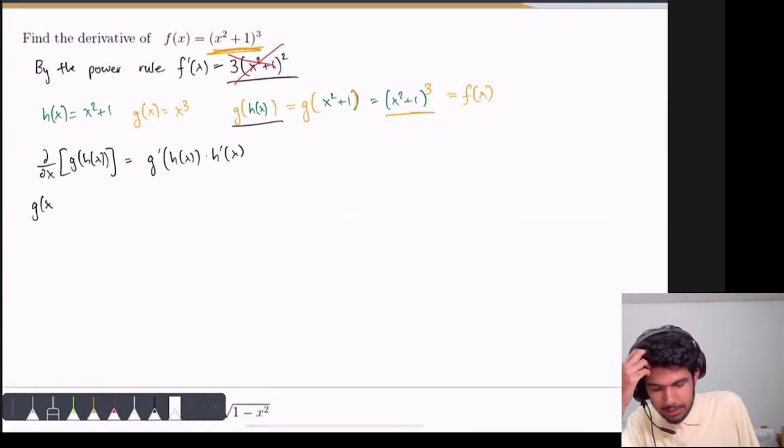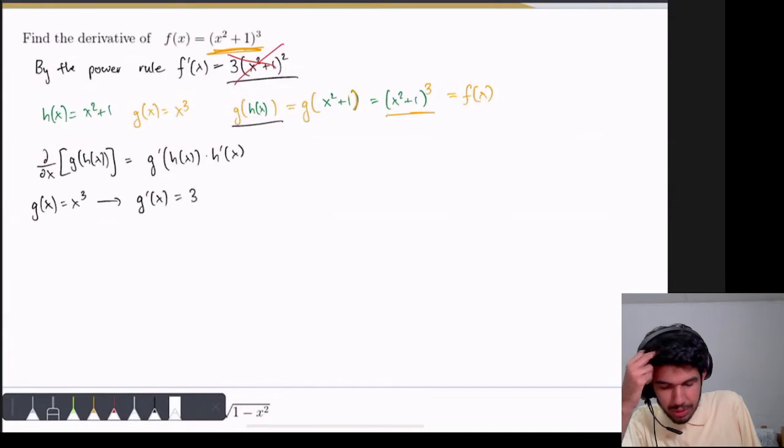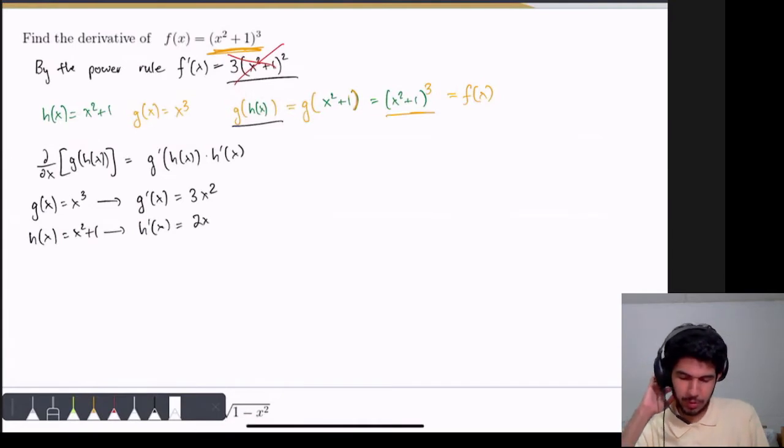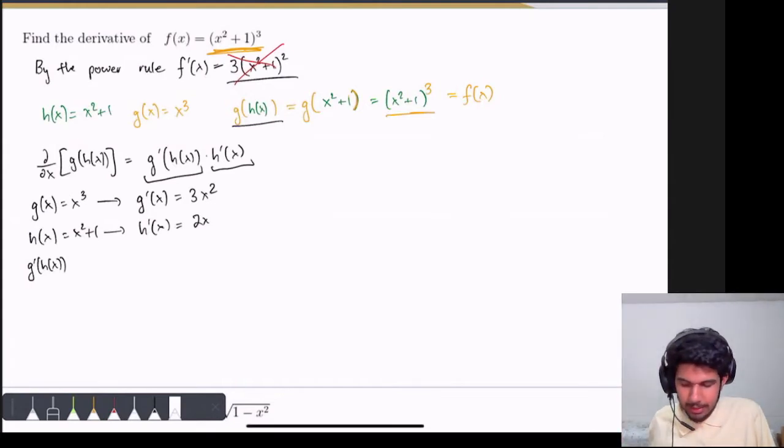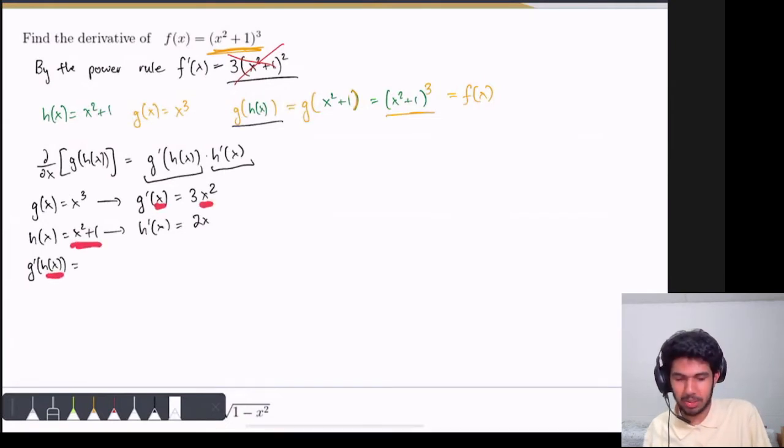So if g of x equals x cubed, then by the power rule, g prime of x equals 3x squared. Similarly, if h of x equals x squared plus 1, this tells us that h prime of x, by the power rule, is 2x. So we have this right part here, h prime of x, but we still need this g prime of h of x. So g prime of h of x, that is taking a function, in this case we're taking h of x, and we're substituting it for x here. So this x should be this h of x function, which is x squared plus 1.